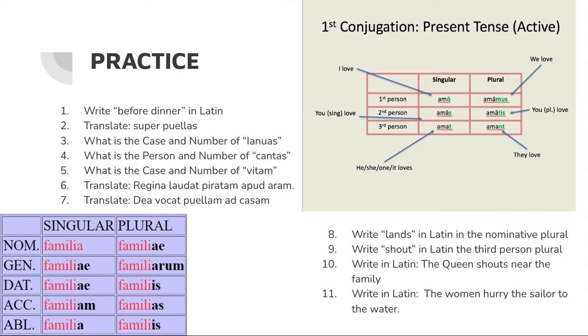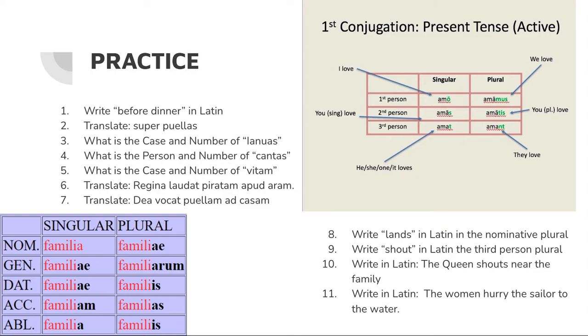Number 8. Write lands in Latin in the nominative plural. I think we did this one before, but this one would be terra. This one would be terrae, right? Because terra means land and terrae is the nominative plural. Number 9, write shout in Latin in the third person plural. I think we also did this one. Clamo. How do we make that in the third person plural? The third person plural is NT, so it'll be clamant, because you have to change the O to an A. Clamant. That's number 9.